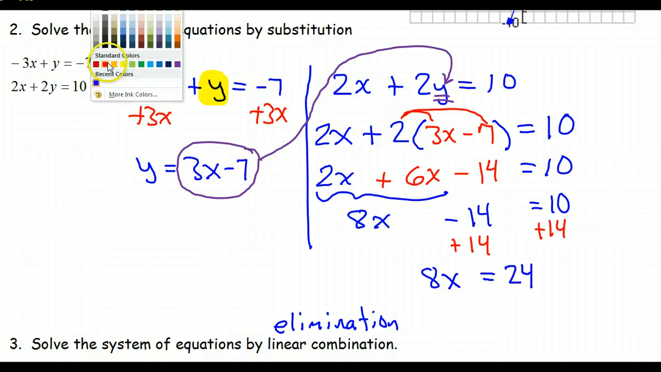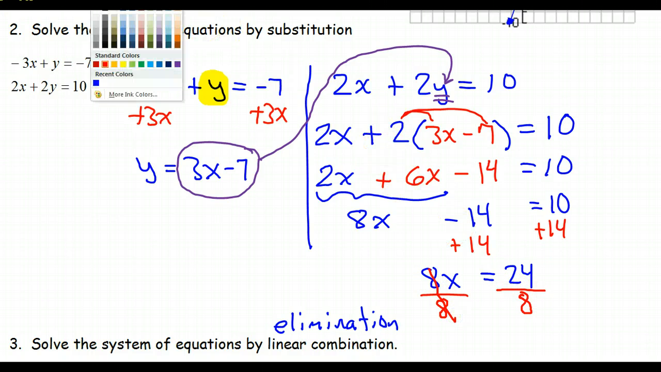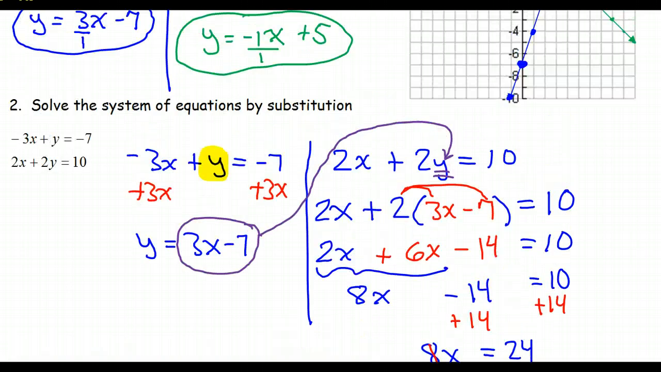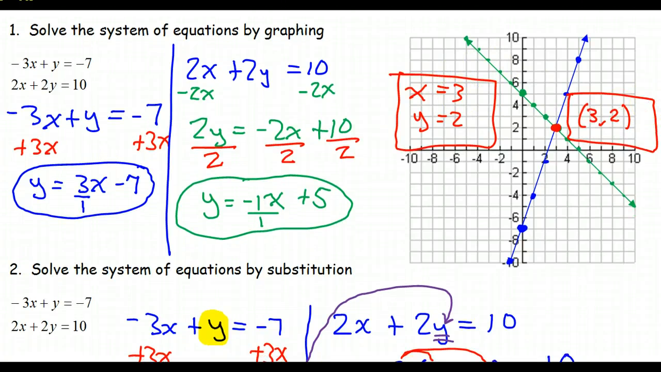You can get x by itself by dividing both sides by 8, like this. And of course, that's going to give me that x is equal to 3. So this is half of my answer. Notice x equals 3. It matches what we got before.